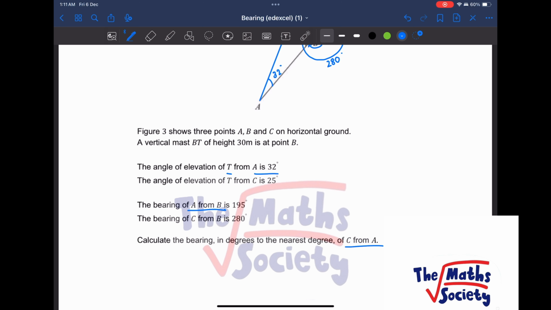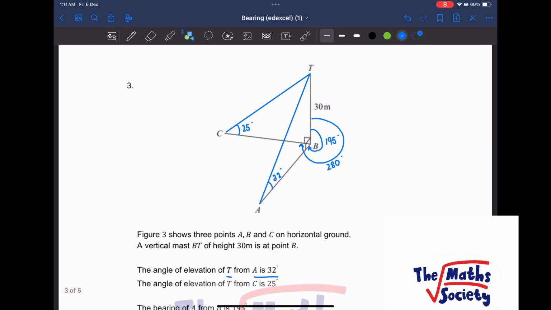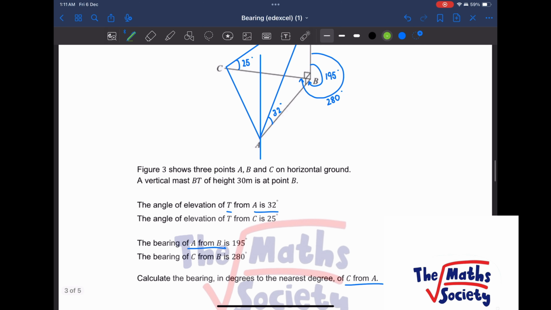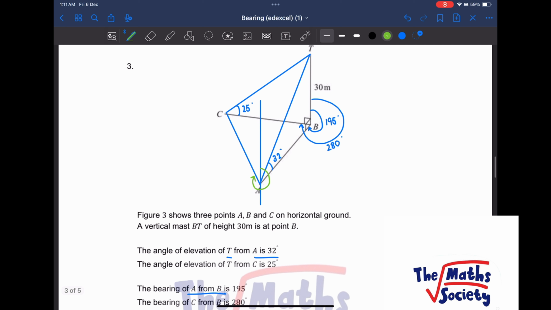So C and A. We want C and A, which is this one. And because we're going to find the bearing, let's try to put a middle line first. Let me try to move this around a bit. Okay, sure works. And we want the bearing of C from A. So this is the bearing we want.